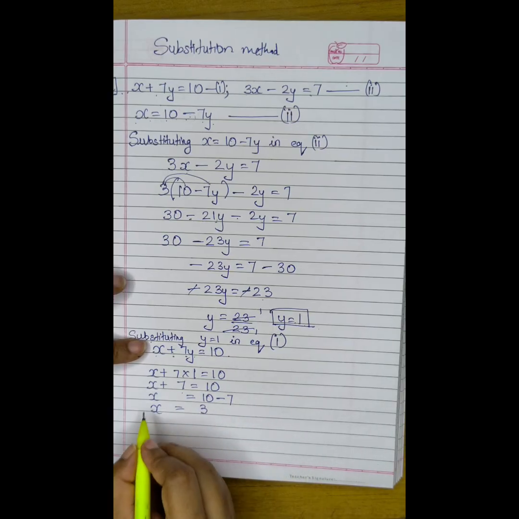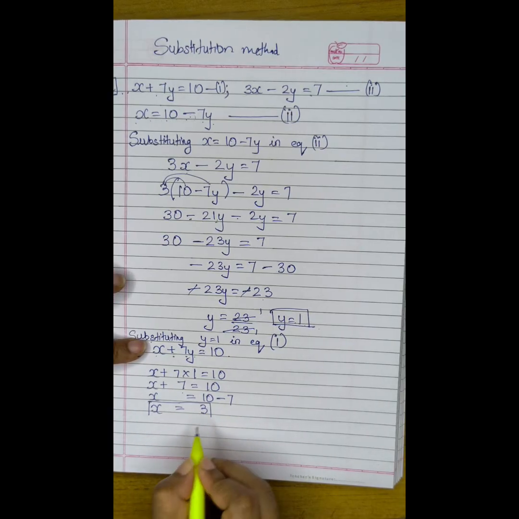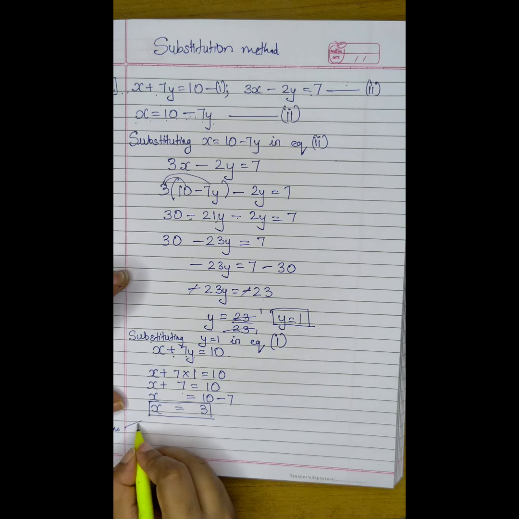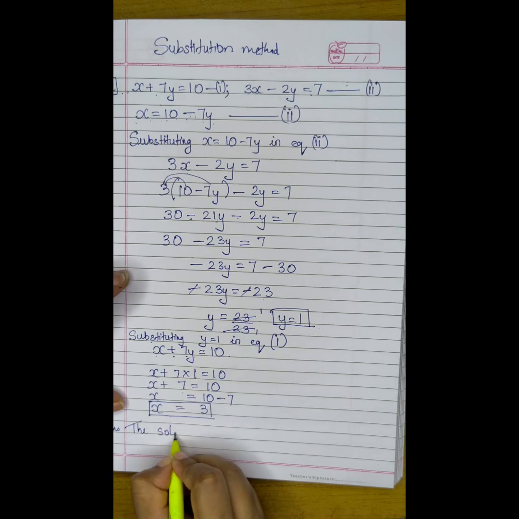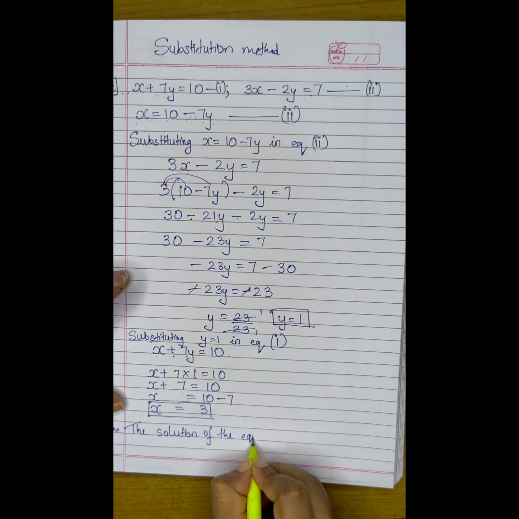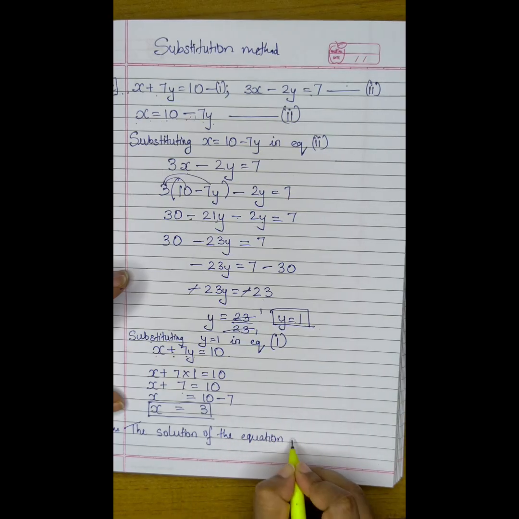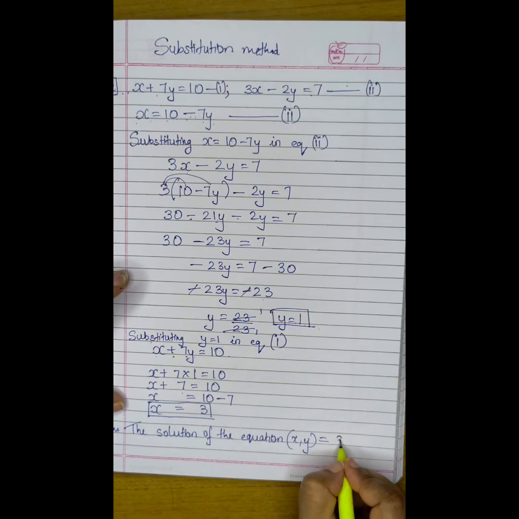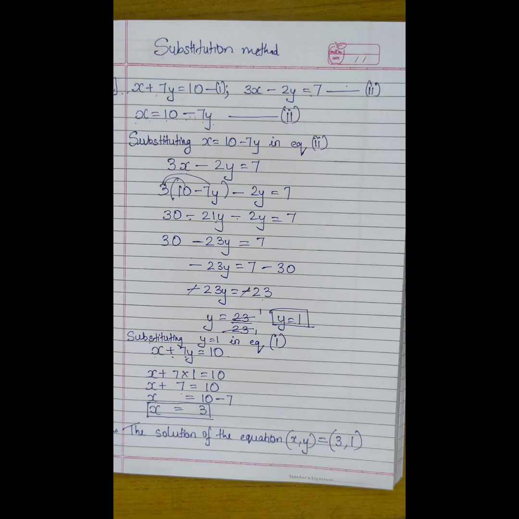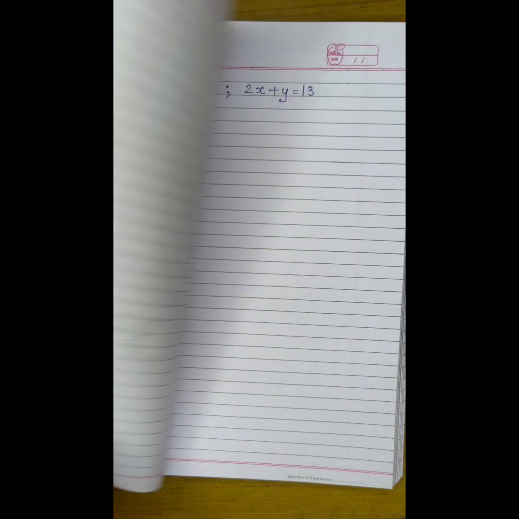Okay. So now you got the value of x. Answer, we got x and we got y. The solution of the equation (x, y) is equal to, write x first, 3 and 1. This method is called substitution method. Now we'll do the next sum, the third one.